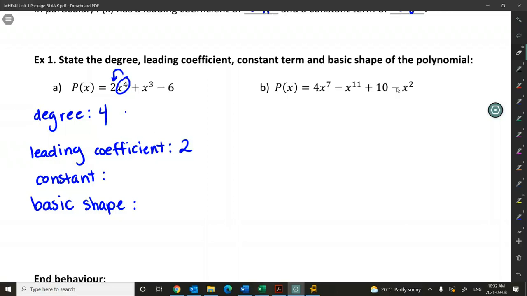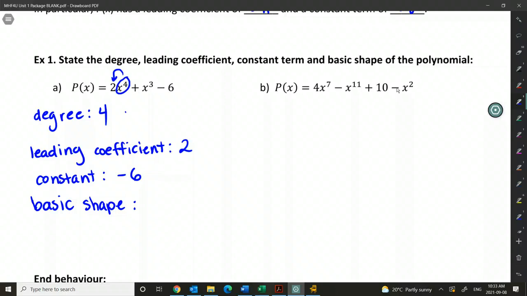In the next one, you notice the terms are all jumbled up, right? They're not arranged in descending order with the x exponent, so I would have to rearrange that, or I would have to make sure I'm careful to see the leading coefficient and degree properly. Okay, but we'll get to that in a second. So what is the constant of this one? Billy? It is -6, good.